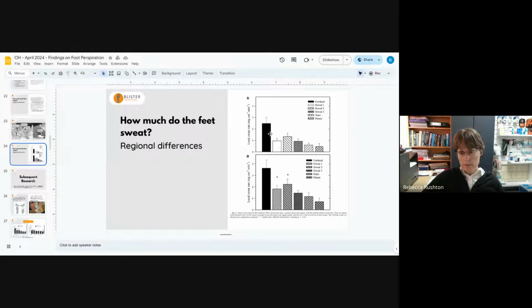So the dark black one, the first one, which is the biggest, that's the forehead. So first things first, we can tell that the feet sweat less than the forehead. Second thing that is interesting is these last 2 little ones. That's the sole, the plantar aspect. That's from the capsule that was on the plantar aspect of the foot. And these others were the dorsal and then the dorsolateral. So there you go.